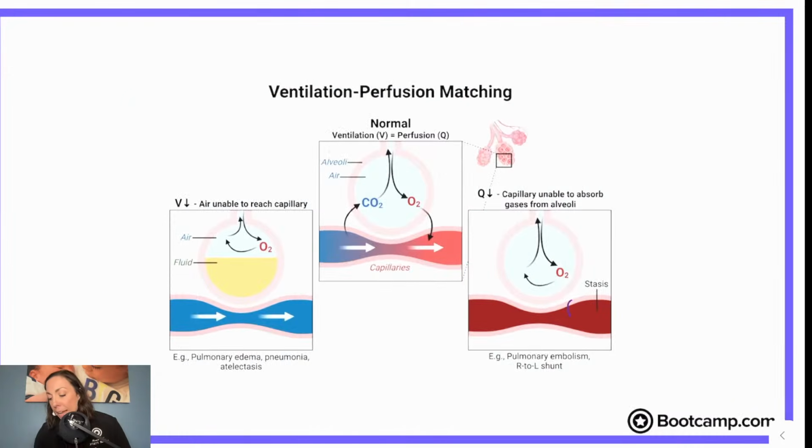So let's look at this image here just to help explain this VQ, or this ventilation perfusion matching. The first image on the left shows that we have a problem with ventilation. So anything that prevents the air from filling those alveoli, reaching the capillaries, such as fluid, so that could be like pneumonia. And then the image on the right is where we have a perfusion issue. Like a PE, it's going to block blood flow from reaching those capillaries.